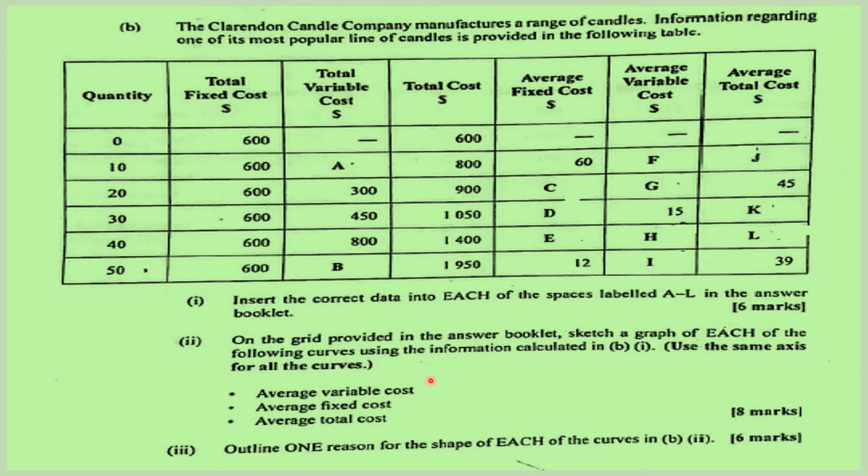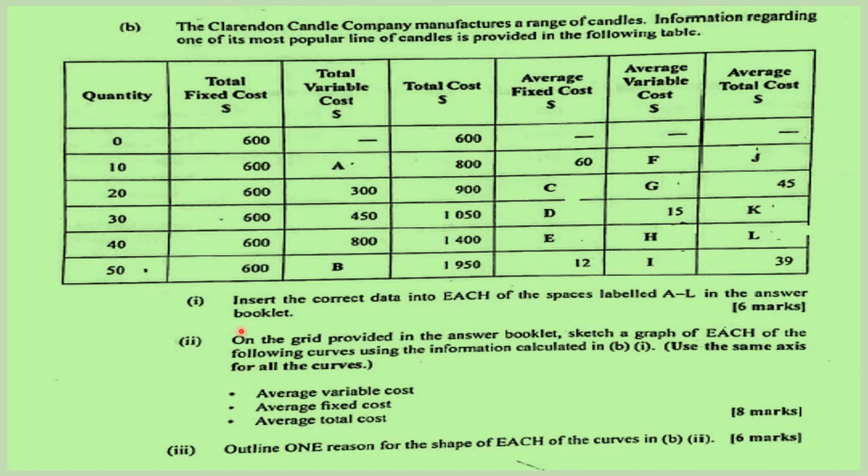Part B. The Clarendon Candle Company manufactures a range of candles. Information regarding one of its most popular lines of candles is provided in the following table. We are given a table here: the quantity, total fixed cost, total variable cost, total cost, average fixed cost, average variable cost, and average total cost. Let's see what is required.